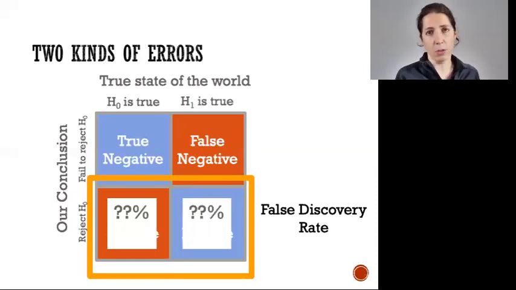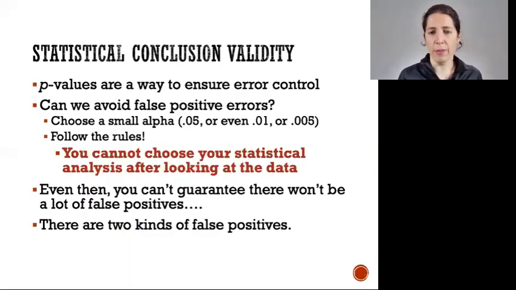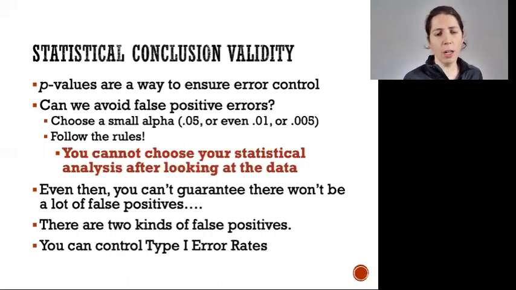And that we can't control. So we always have to worry that there might be a lot of false positives when defined this way, even if we follow the rules of NHST. So in other words, there are two kinds of false positives. There's type 1 error rates, the alpha percentage, which is the percentage of false positives in the left column. We can control that by setting alpha and following the rules of NHST.